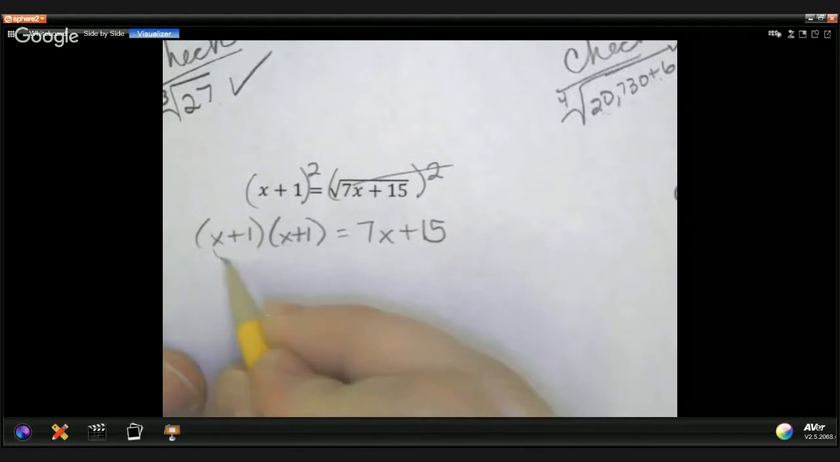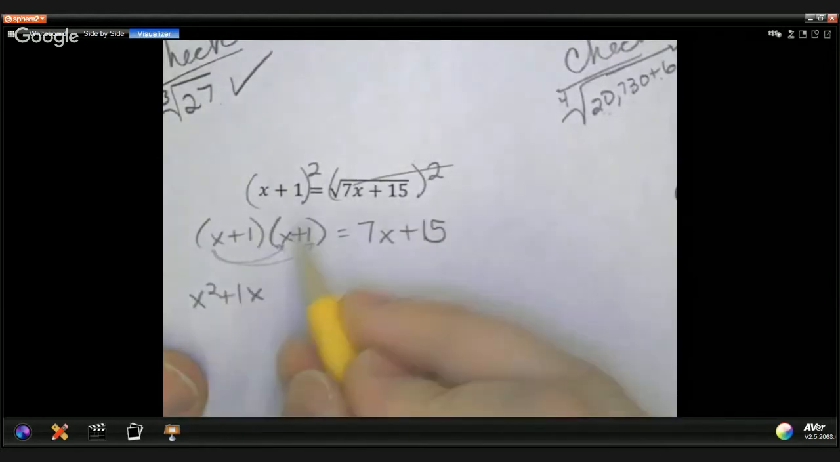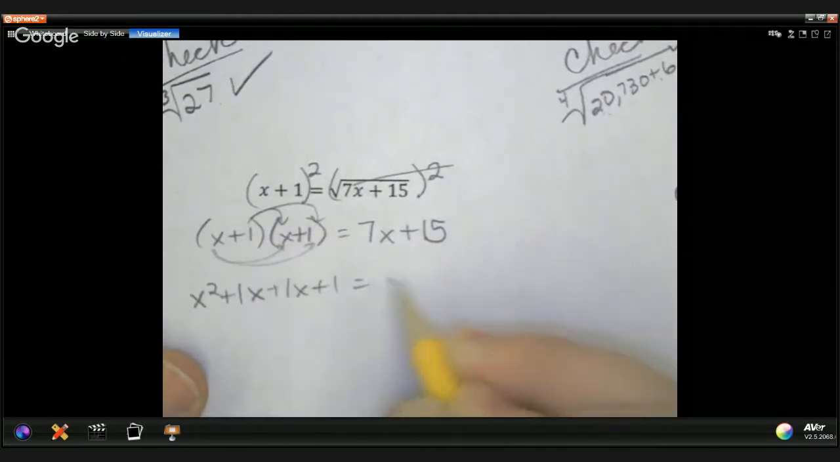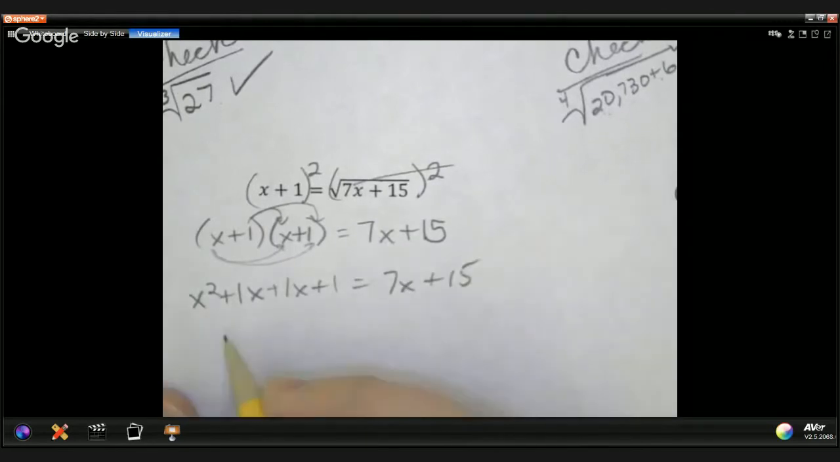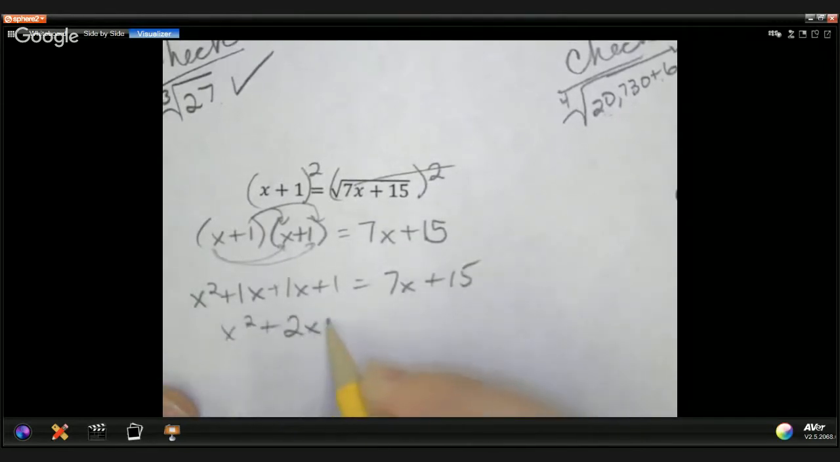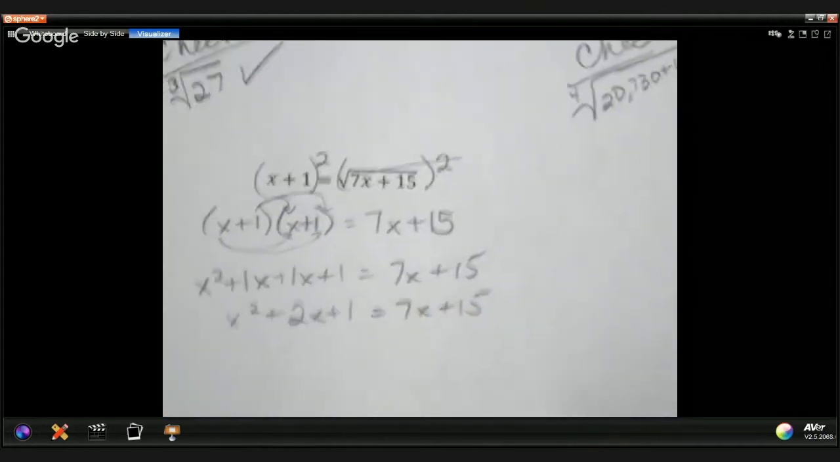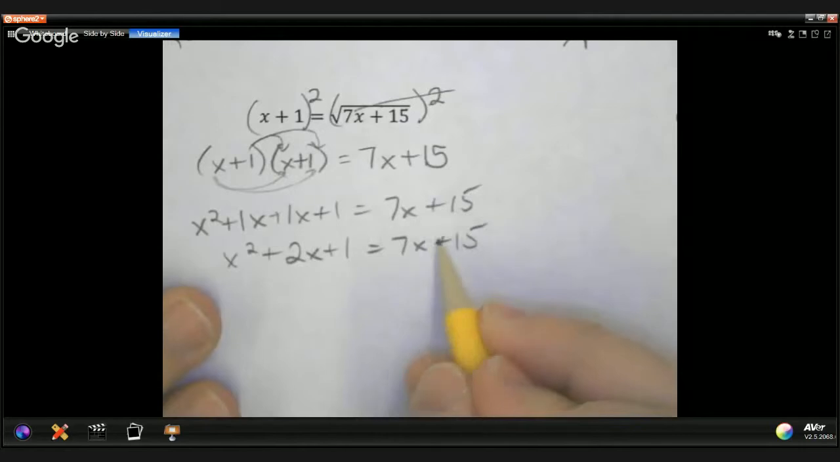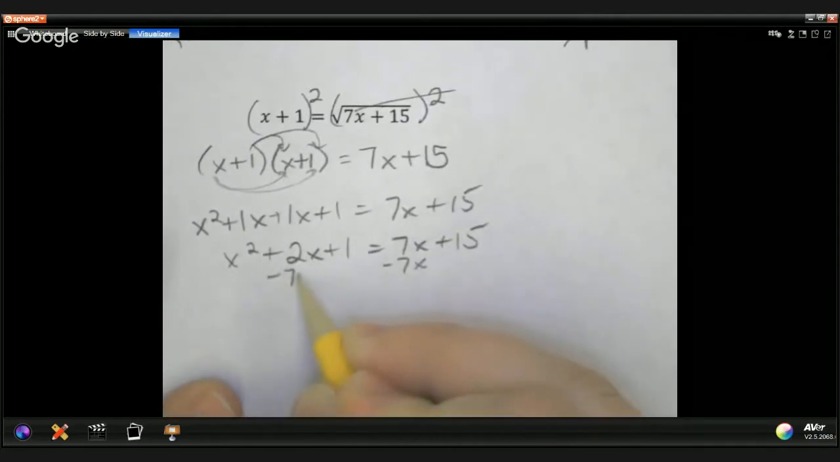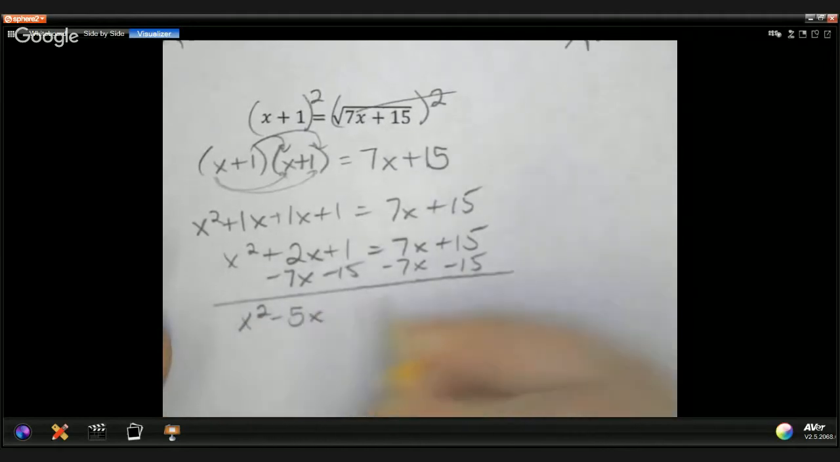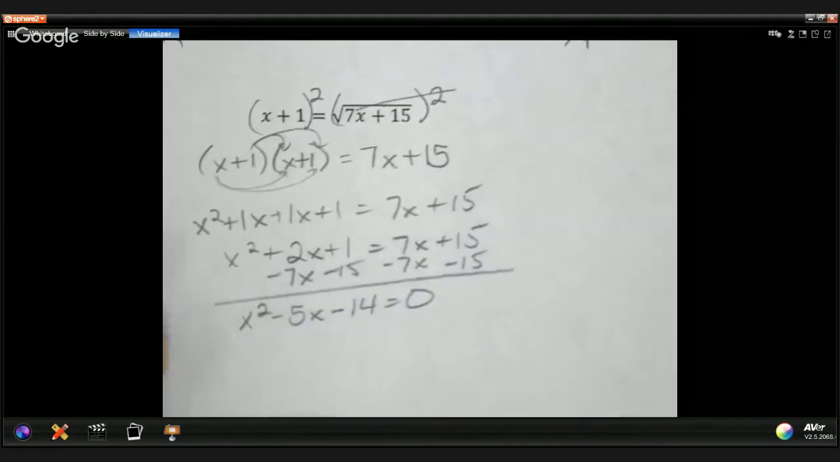So now I'm going to either FOIL or distribute. And I get x squared plus 1x plus 1x plus 1. So really it's x squared plus 2x plus 1 equals 7x plus 15. And the issue is, to be able to solve this, we need to get everything over. So I'm going to subtract 7x and I'm going to subtract 15. And so I get x squared minus 5x minus 14 equals 0.